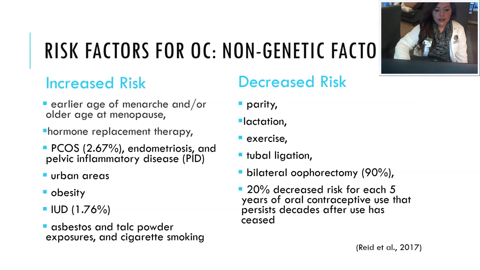The factors that decrease a woman's risk for ovarian cancer are parity, lactation, exercise, tubal ligation, and bilateral oophorectomy. So that's kind of interesting. You'll see that if we remove both ovaries, it decreases the risk by 90% but does not completely get rid of it, which either supports a very slow-growing disease, so there were cells elsewhere, or an origin of cancer elsewhere.